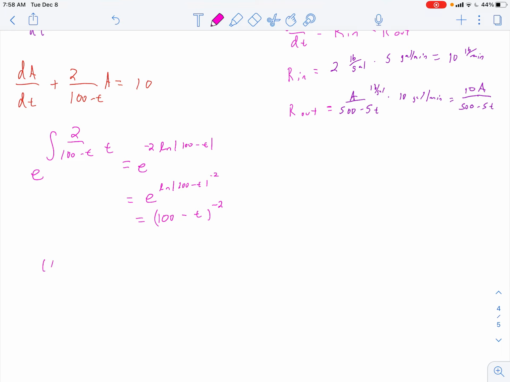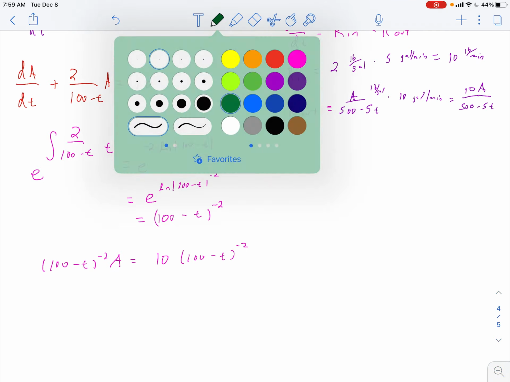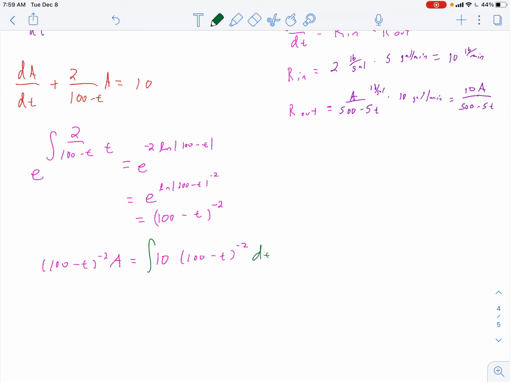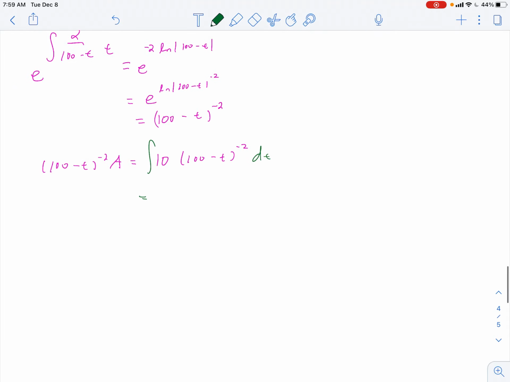We're going to put that on the left side with a. So 100 minus t to the negative 2 times a is equal to, then we're going to multiply the right. Now on the left side, that's the derivative, and we take the integral. So we're not going to have to really take the integral on the left side, but we are on the right side. So let's go ahead and take the integral with respect to t on the right.